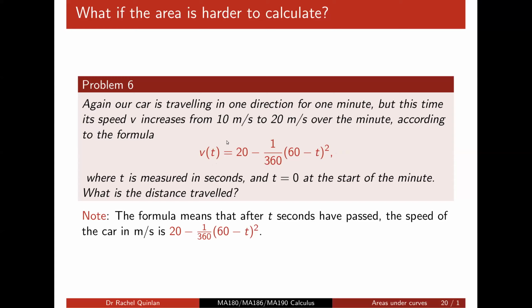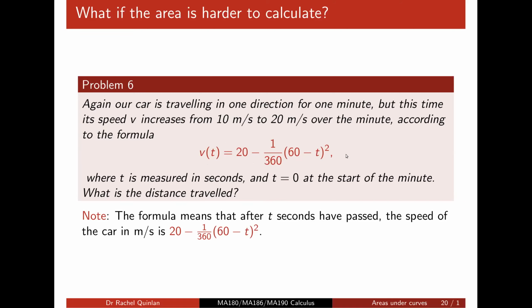We can observe that if we put t equals 0 in here, we get 20 minus 3,600 over 360, so we get 10. And if we put t equals 60 in here, then the second term falls away and we just get 20. So certainly this is a case where the speed changes continuously from 10 to 20 meters per second over the 1 minute period, where time is measured in seconds. Fine, that could happen. The function v of t here is a quadratic function of t, so its graph is a parabola. And our question is the same.